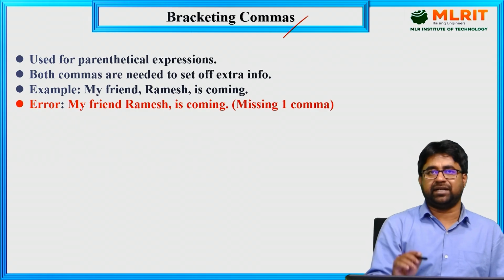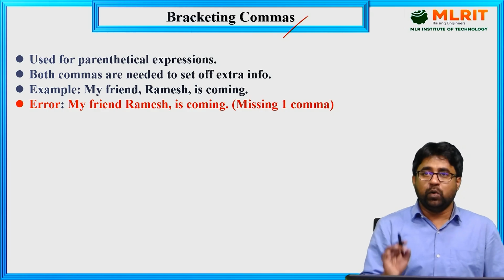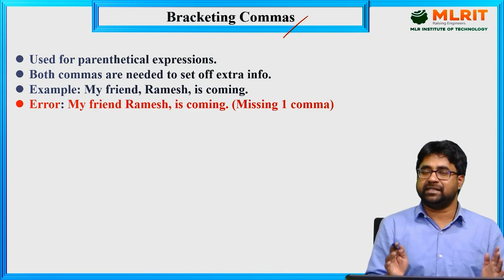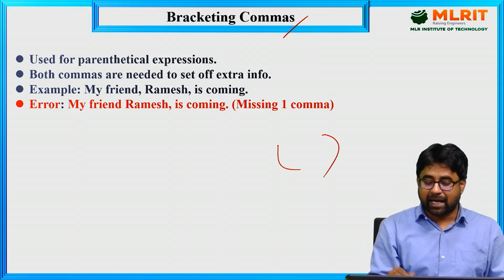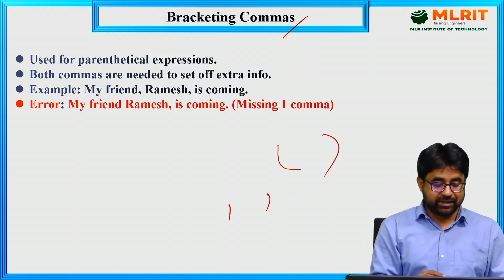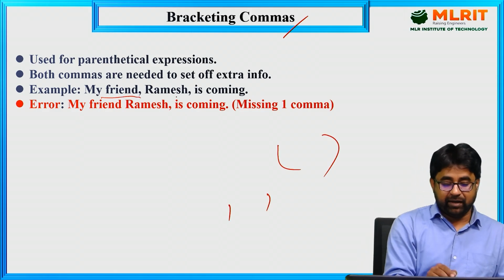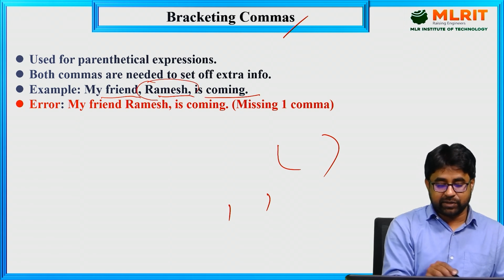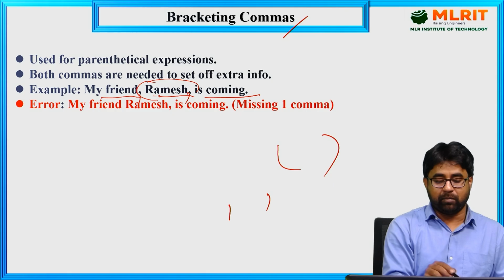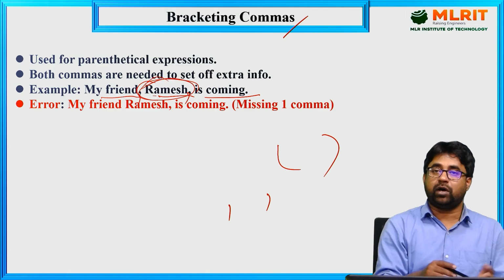Next, the last concept, bracketing commas. Sometimes we need to use two commas in a sentence. They work as bracketing commas. They just work as a bracket. Instead of using a bracket, we put two commas. See here the example. My friend, Ramesh, is coming. Now in this one, before Ramesh there is one comma and then after Ramesh one comma. Right? So this is actually called bracketing commas.